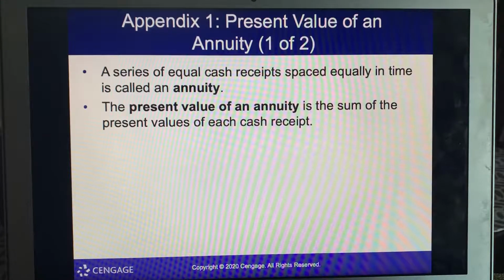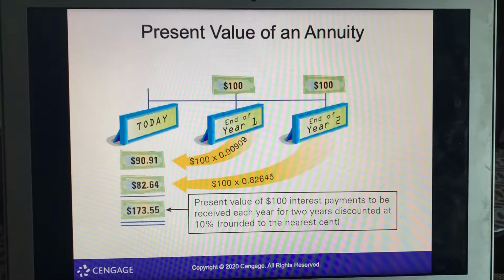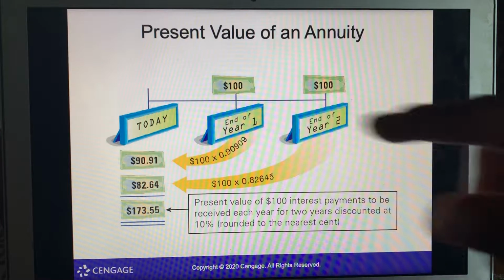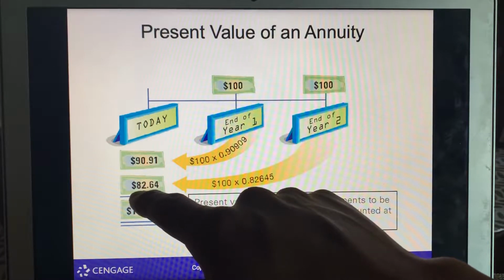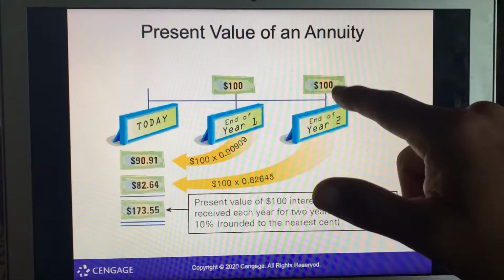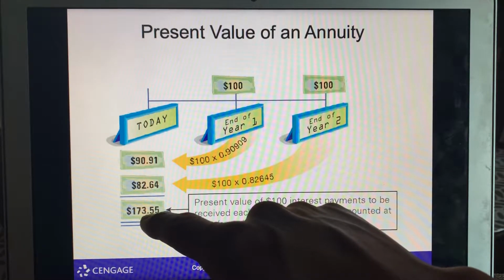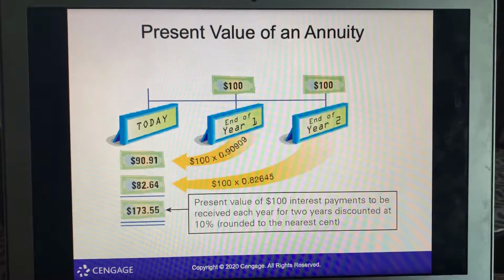So let's see, a series of equal cash receipts spaced equally in time is called an annuity. The present value of an annuity is the sum of the present value of each cash receipt. Okay, so the present value of an annuity, $100 in year 1, $100 in year 2. This is in the table, and it depends on the percentage. So this will be $90.91 today, and then $82.64 for year 2, so a total of $173.55, which is how much we'll need to invest to have $200 in 2 years.